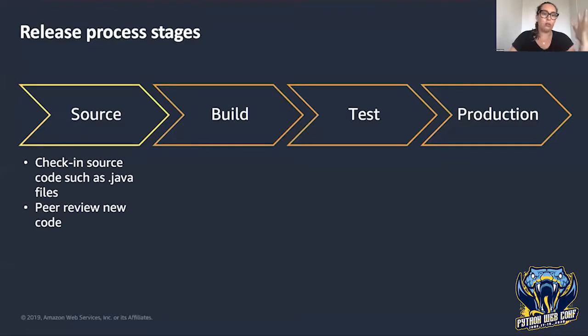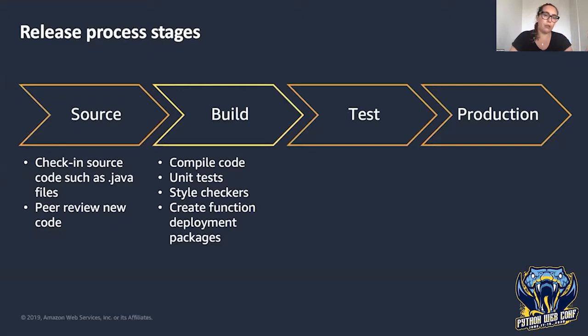In the source stage, we are expected to see the code for the last time. We are checking in our project files. There can be Java files, Python files, JavaScript files, whatever. You are doing your peer reviews, and all the automation that you want to do in the source, in your GitHub repos, for example. And then you commit it and you will have the build phase.